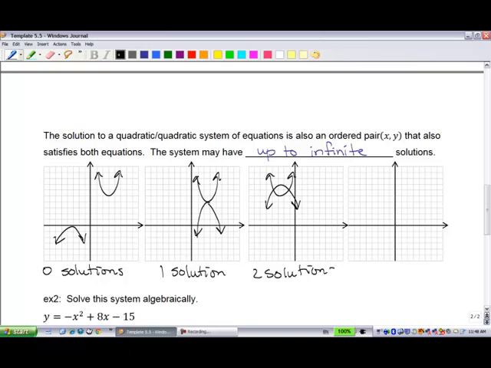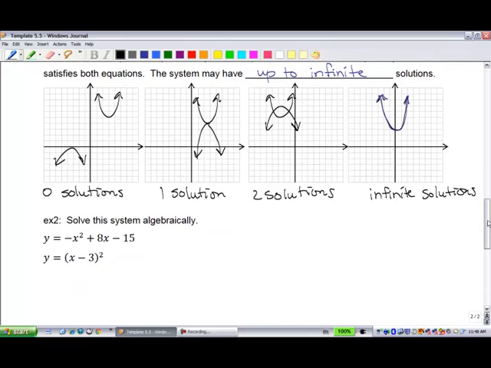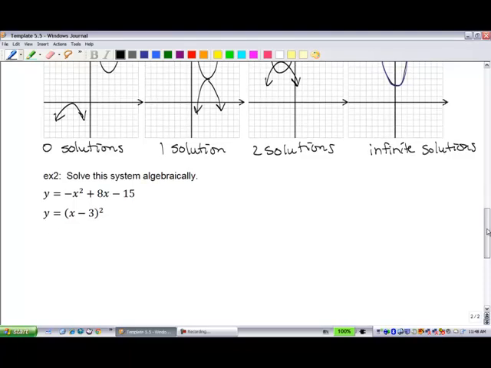So what it's going to mean if it has an infinite number of solutions is that we draw one parabola and the second equation that we're given is basically the exact same parabola. It's right on top of it. So not as interesting, but it is possible to draw two parabolas, get two equations which may not look exactly the same that give you the same parabola. So let's solve a system algebraically.